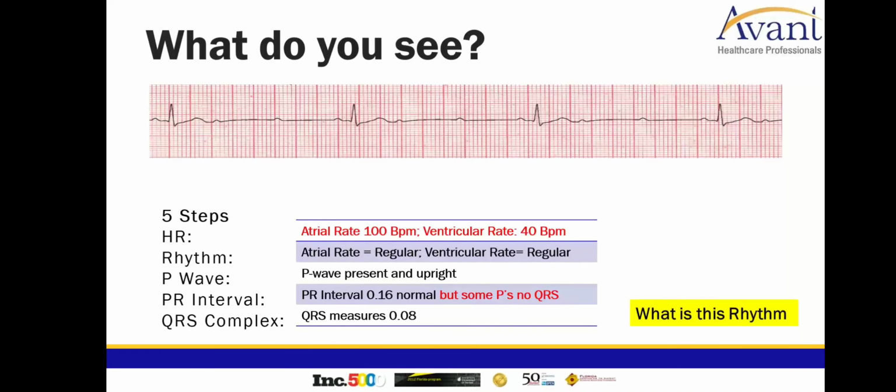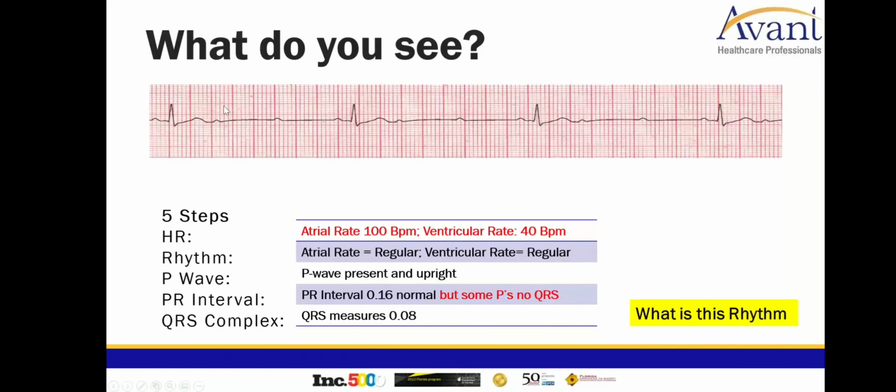All right. Interesting looking strip, isn't it? Now here we have an atrial rate of 100 beats per minute. Why do I say that? Because if I'm counting here from this P wave, we have 1, 2, 3, 4, 5, 6, 7, 8, 9, and 10. Okay, that gives us 100. But if you look at the ventricular rate, it's 40.